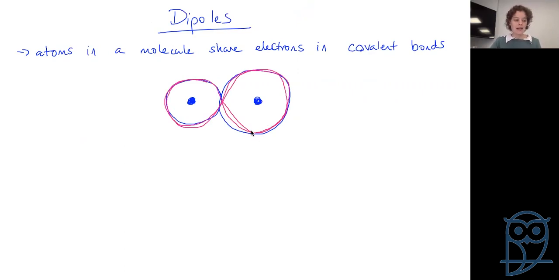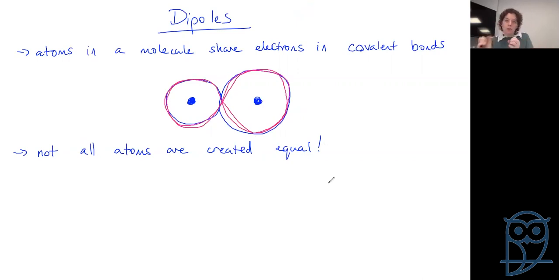But here, what happens is that not all atoms are created equal. We have bully atoms. And what that means in the context of charges, is they have a bit more of a pull on that electron. So rather than zipping around both of these evenly, it's pulled more towards one side.